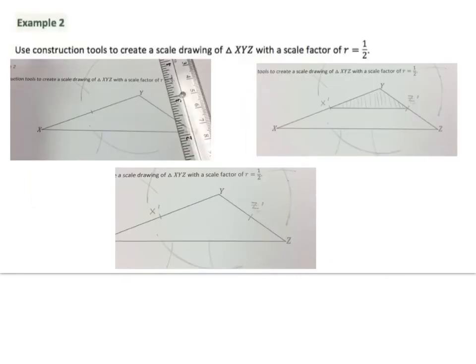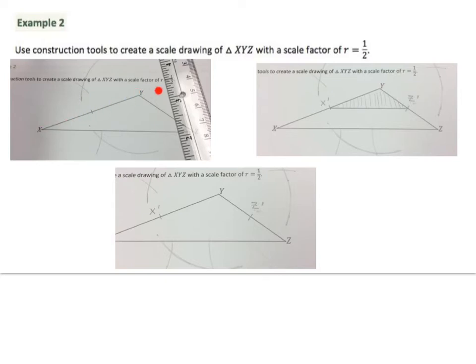All right, example 2. Use construction tools to create a scale drawing of triangle XYZ with a scale factor of 1/2. Here, I am making it smaller. To make things smaller, like for 1/2, you find the midpoint. You all know how to find midpoints. We practice that a lot with our 9-point circles, right?